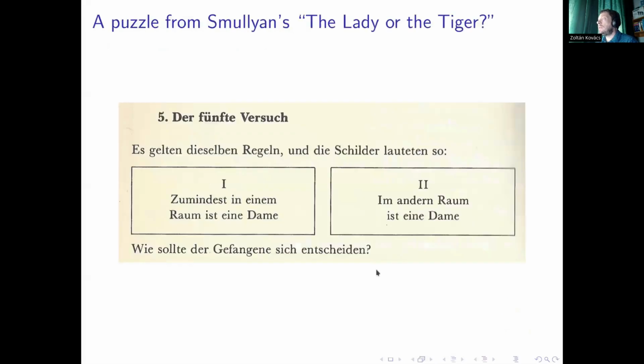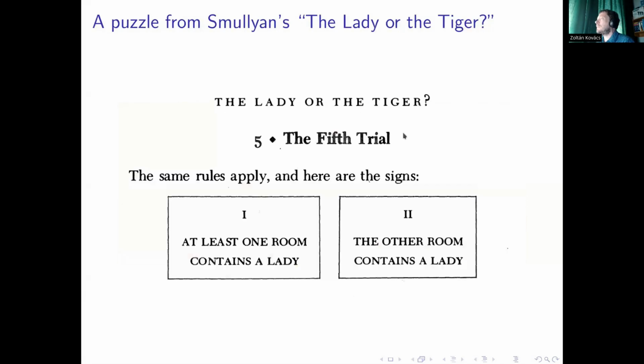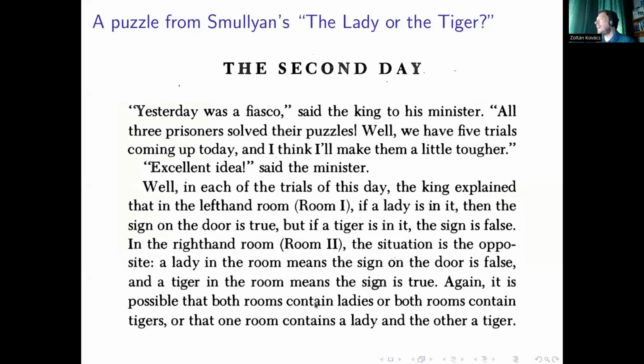The first example is shown in German because this is how it is authentic. It's about a king who gives a puzzle for the prisoners. So maybe you want to see this question in English. The basic idea will be explained in the next slide.